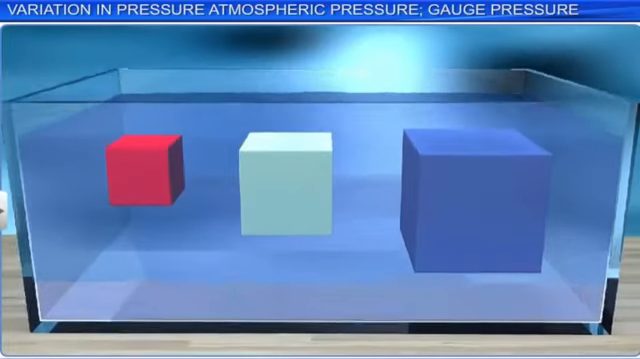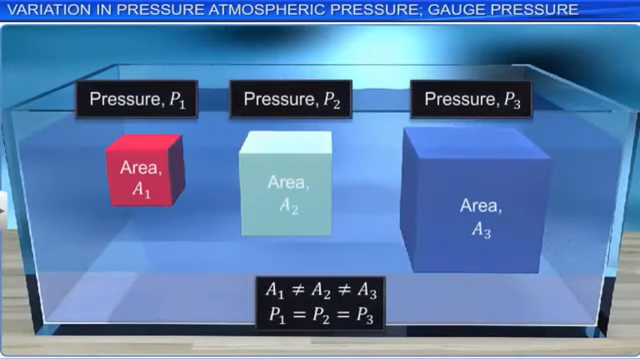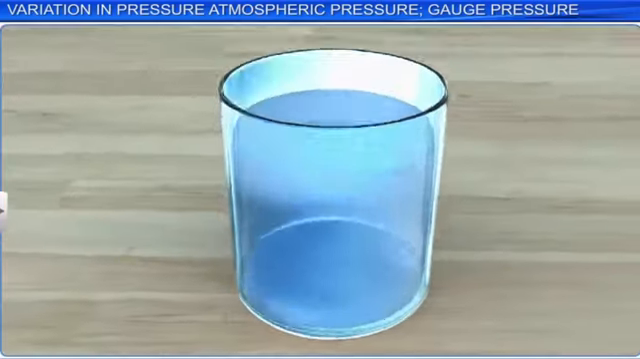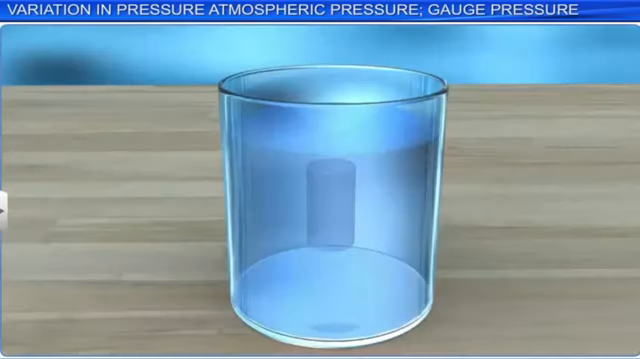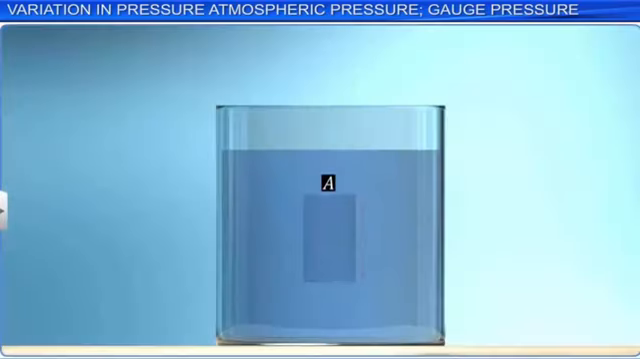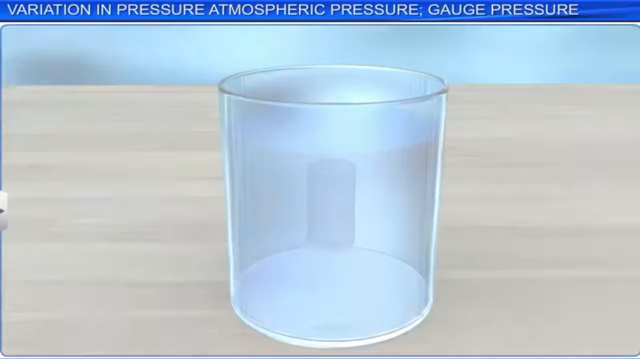The pressure on an object submerged in a liquid is independent of the area of cross-section. Consider a liquid in a cylindrical container. Now, consider a cylindrical element of the liquid with base area A and height h in it. Let mg be the weight of the cylindrical element. Let 1 and 2 be points on the flat surfaces of the element at its top and bottom.